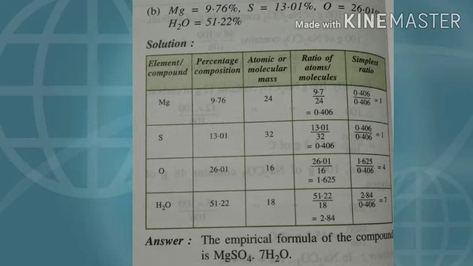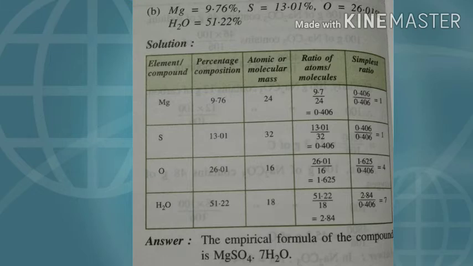Now we have to fill the most important column, that is the fourth column. What is it? Yes, ratio of atomic mass or molecular mass. For that, what do we have to do? We have to divide the percentage composition by atomic mass. Here, first let us find out the ratio of atom of magnesium. What is the percentage composition of magnesium? 9.76. What is its atomic mass? 24. So how to find out the ratio? Yes, 9.76 divided by 24. What's the value? 0.406.